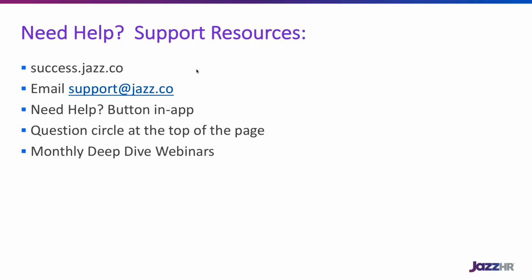There's a Need Help button on the right side of your screen in the application. You can click on that to find quick answers. We have the question circle, the circle with the question in it, at the top of Jazz as well on every page, so you can easily click that and access that.